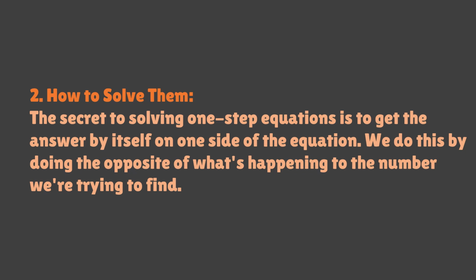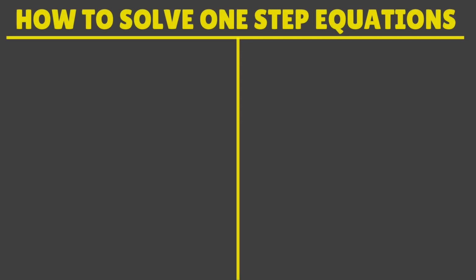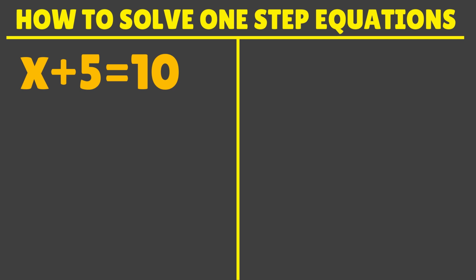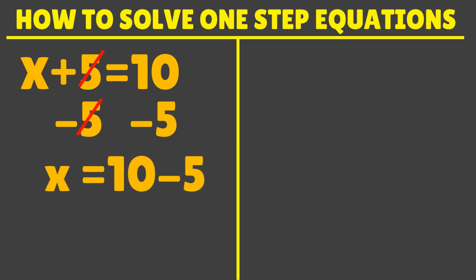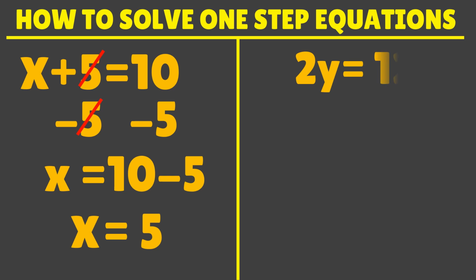Example 1. Adding and subtracting. Let's start with an easy one. x + 5 = 10. All we need to do is get x by itself. Since 5 is being added to x, we will do the opposite and subtract 5 from both sides. That leaves us with x = 10 - 5, which gives us x = 5.